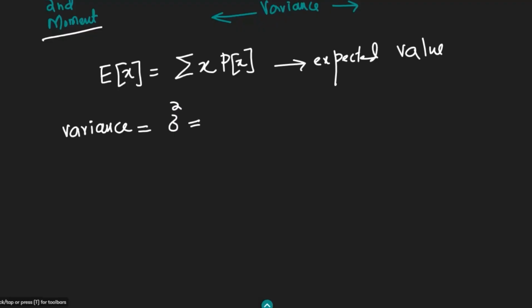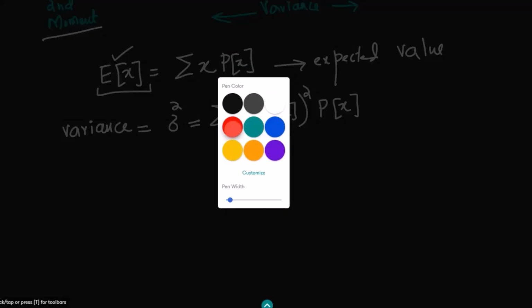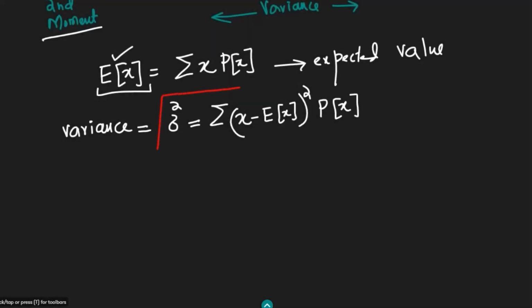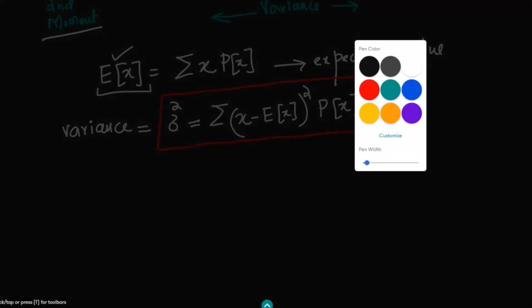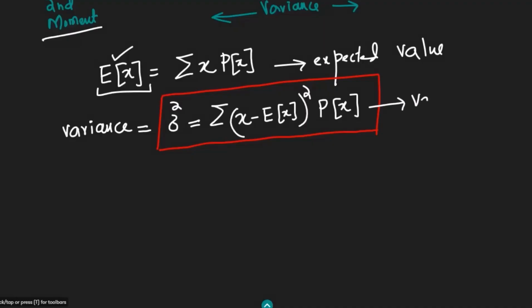I have to first find the expected value, and after finding the expected value, we have to subtract it from each data point which we will have here, then square it. Then I have to multiply it with the probability it has. By using this, we can find out the value of the variance, which is given here. So this is what is called a variance.